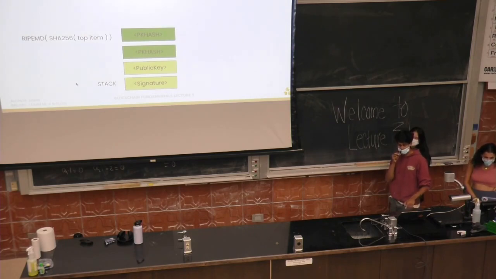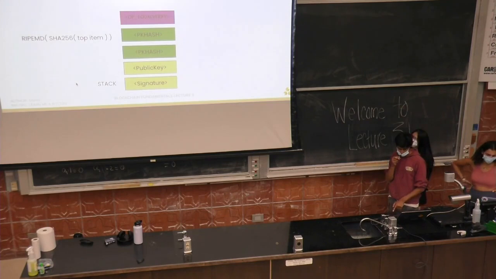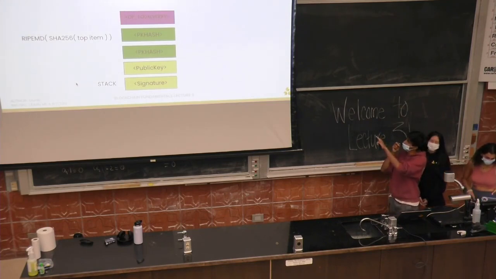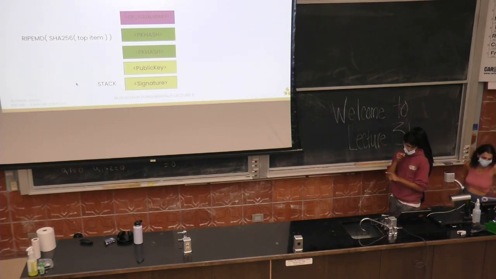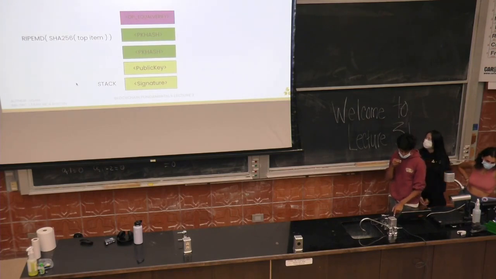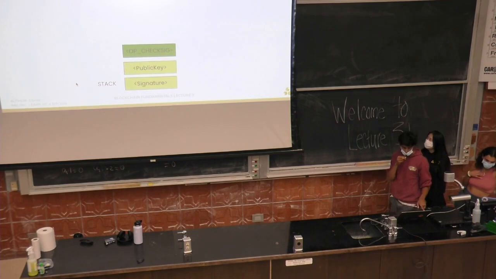And then the next item that we're going to push on the stack is called OP_EQUALVERIFY. So now what we're doing is checking to make sure that the hash we got from the public key is equal to the hash that we were given in the other part of the code. So we first verify that the two public key hashes are equivalent. And after we do that, we'll push the operation OP_CHECKSIG onto the stack.